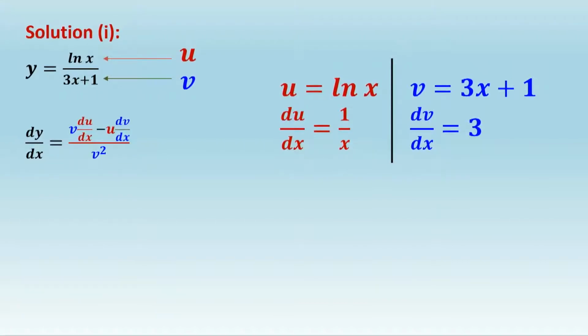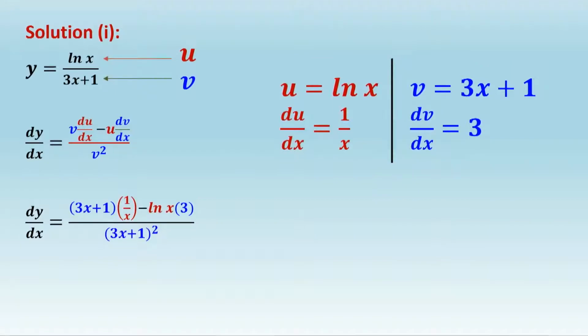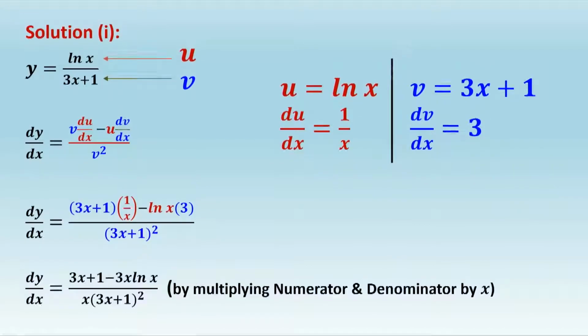Substituting these values, we get dy by dx is equal to 3x plus 1 multiplied by 1 over x minus ln x multiplied by 3, over 3x plus 1 to the power of 2. Simplifying this, we get dy by dx is equal to 3x plus 1 minus 3x ln x over x multiplied by 3x plus 1 to the power of 2.